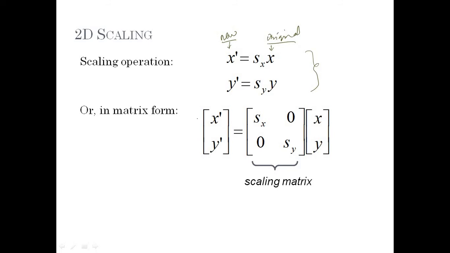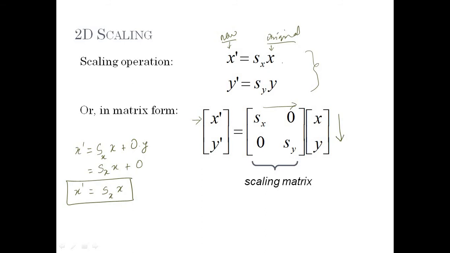Now let us try to find out the matrix form. X dash will be equal to s of x into x plus 0 into y. Alright, it goes like this. So s of x plus 0, 0 into any number is 0. So x dash will be equal to s of x into x. This is the same as this.